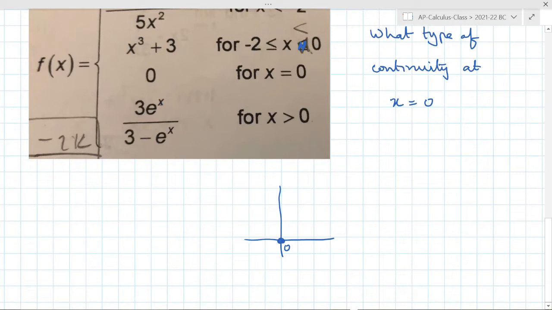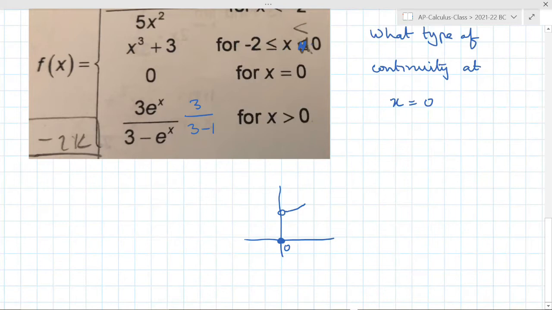So as x goes to 0, this numerator becomes 3 times e to the 0. What's e to the 0? 1. So that is 3 over 3 minus, so 3 over 2. So from the right, however that function looks, it is coming closer to 3 over 2, which is 1.5. And on the left, just left of 0, that's the case, so x cubed plus 3.